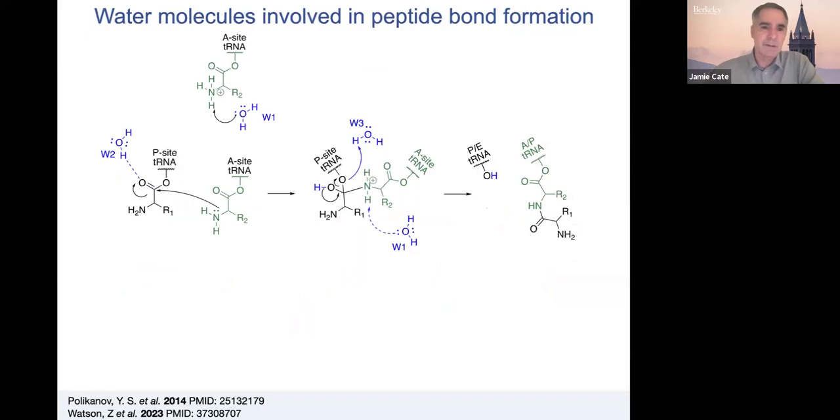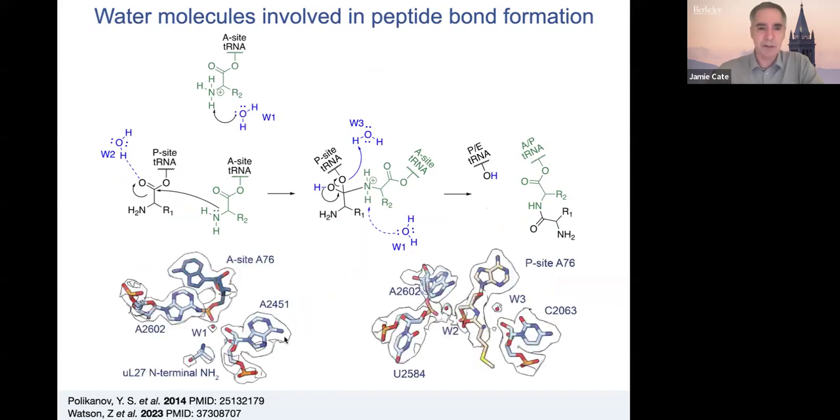A third thing that happens is there's a lot of water involved in this chemical reaction. I'm not going to go through the details of the chemistry here, but just to say, by cryo-EM, we can see the positioning of these waters.